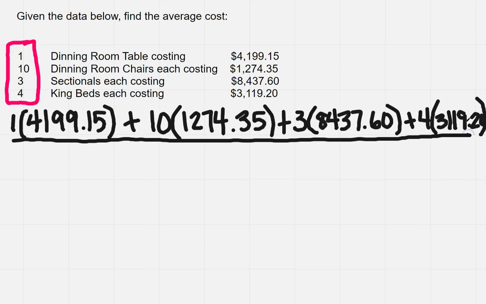and divide by the total. So I'm going to do 1 plus 10 plus 3 plus 4, which is 18. So what I want you to do is stop the video and actually do the addition and multiplication on top, and then come back and check your answer. Now, I'm just going to give you each one first, and then I'll add them up together.